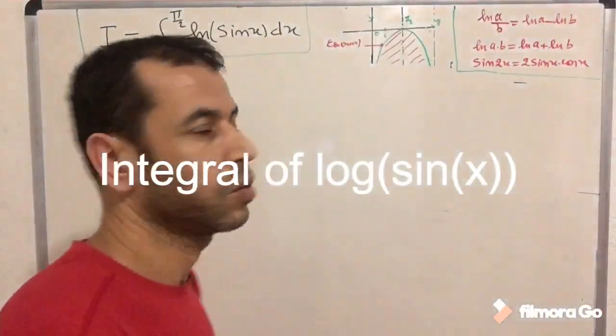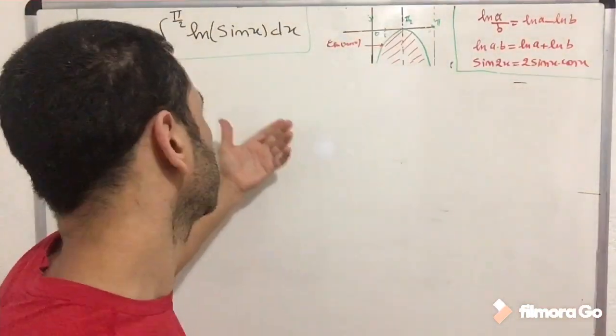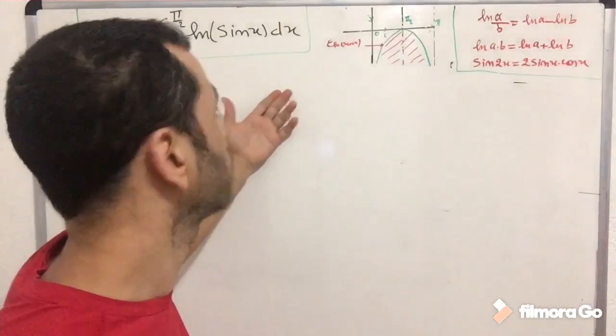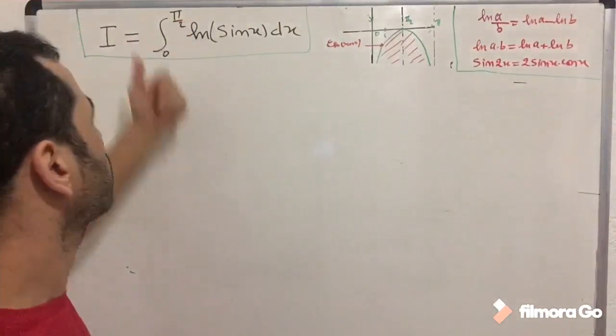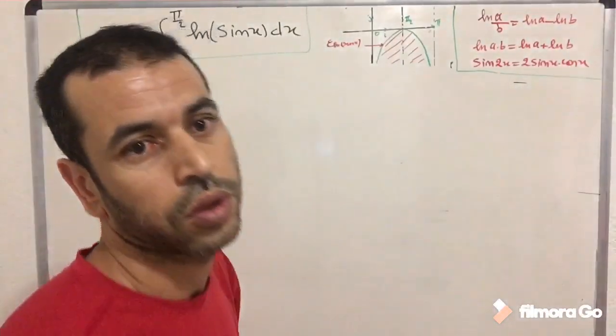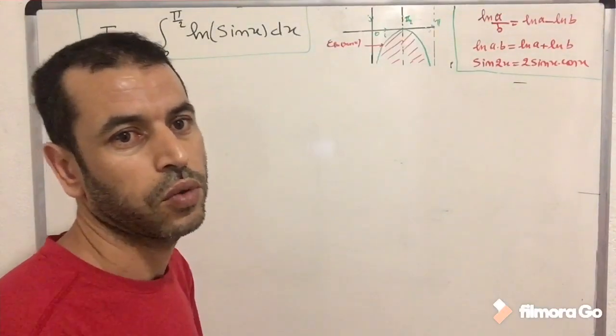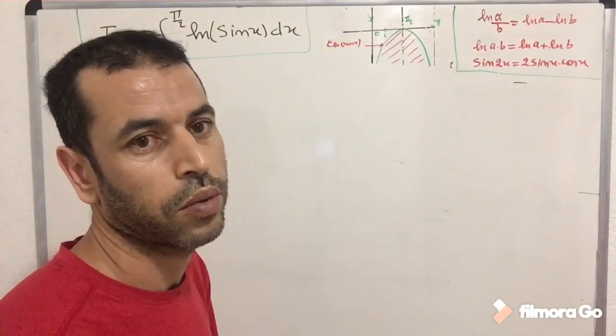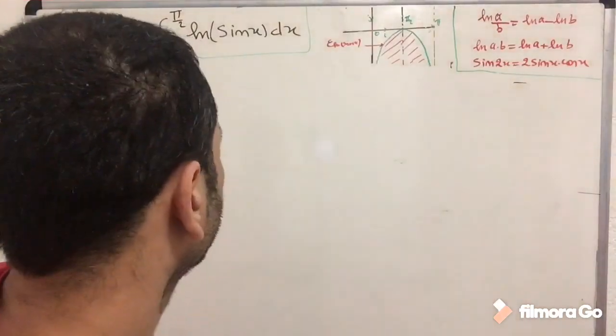Hi, good morning. Today's video we are going to evaluate this integral, the natural log of sine x dx, with bounds from 0 to pi over 2. If you would like to take a try, just pause the video, and come back when you are ready to see how to solve this problem. Okay, let's start.